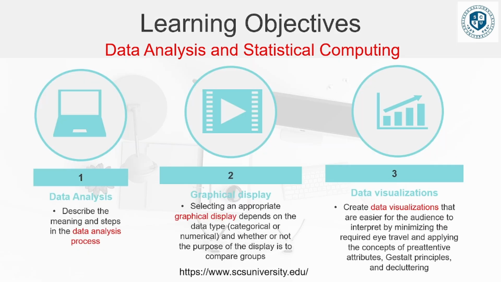Learning objectives. After students finish this course, they will be able to: 1. Describe the meaning and steps in the data analysis process. 2. Select an appropriate graphical display depending on the data type, categorical or numerical, and whether or not the purpose of the display is to compare groups. 3. Create data visualizations that are easier for the audience to interpret by minimizing the required eye travel, applying the concepts of pre-attentive attributes and Gestalt principles.